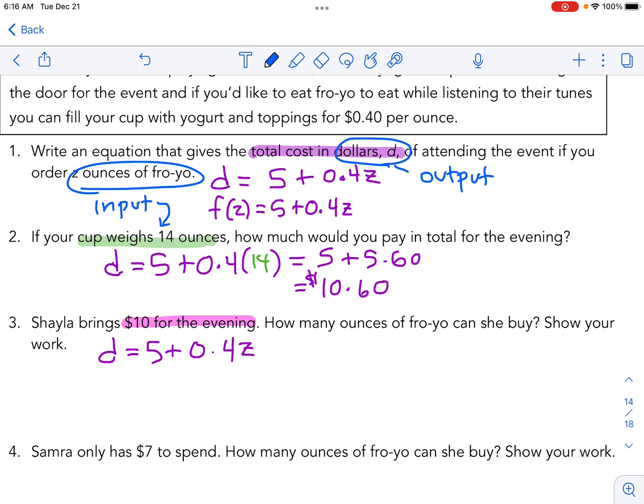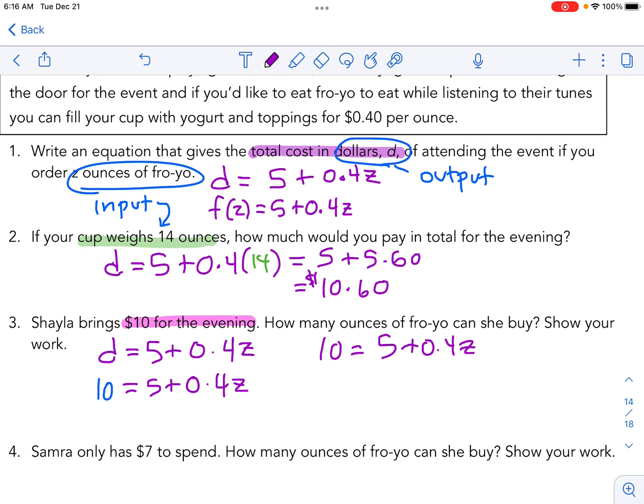And so in question 2, we had the input and we wanted to find the output, and now in question 3 we have the output, the $10, and we want to find the input, how many ounces of yogurt we can buy with the $10 that we have. So we're being asked to solve for z, basically.